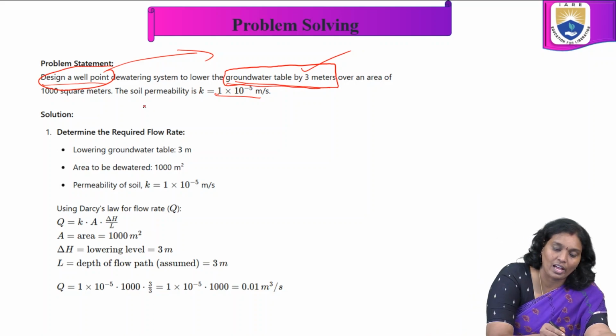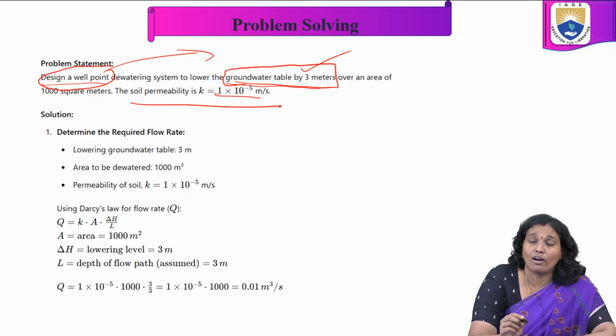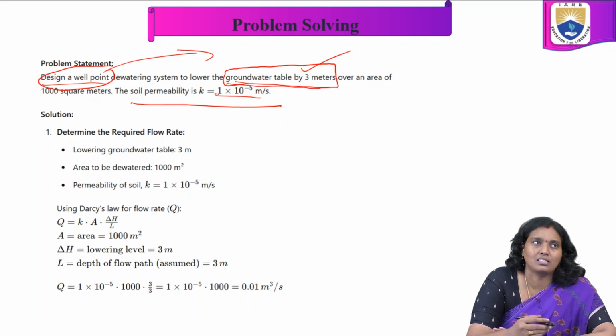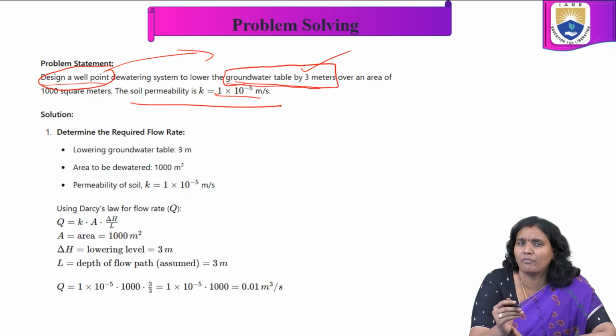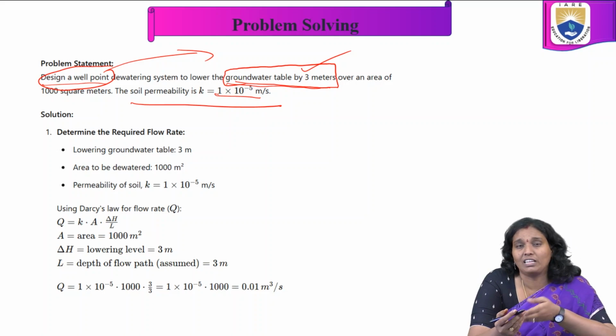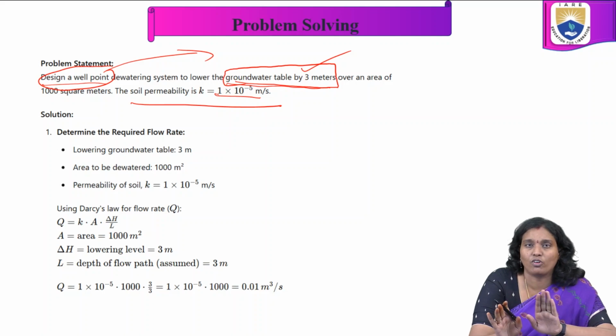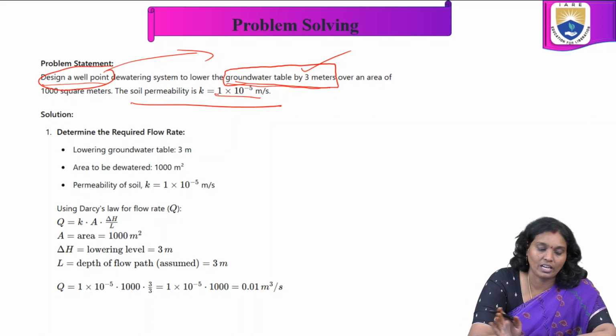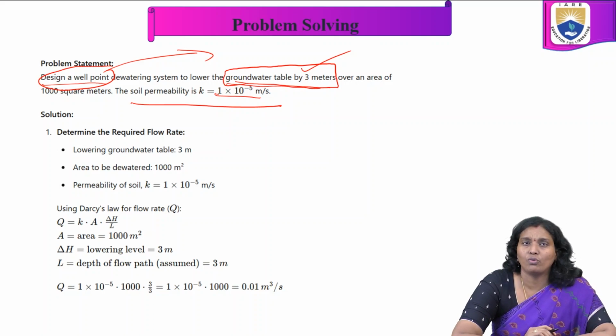According to that, we have to know the soil permeability. In some conditions, if it is not mentioned, we will go to the site and take a soil sample. We are going to find out the permeability of that particular soil. These are the things which we are going to understand.